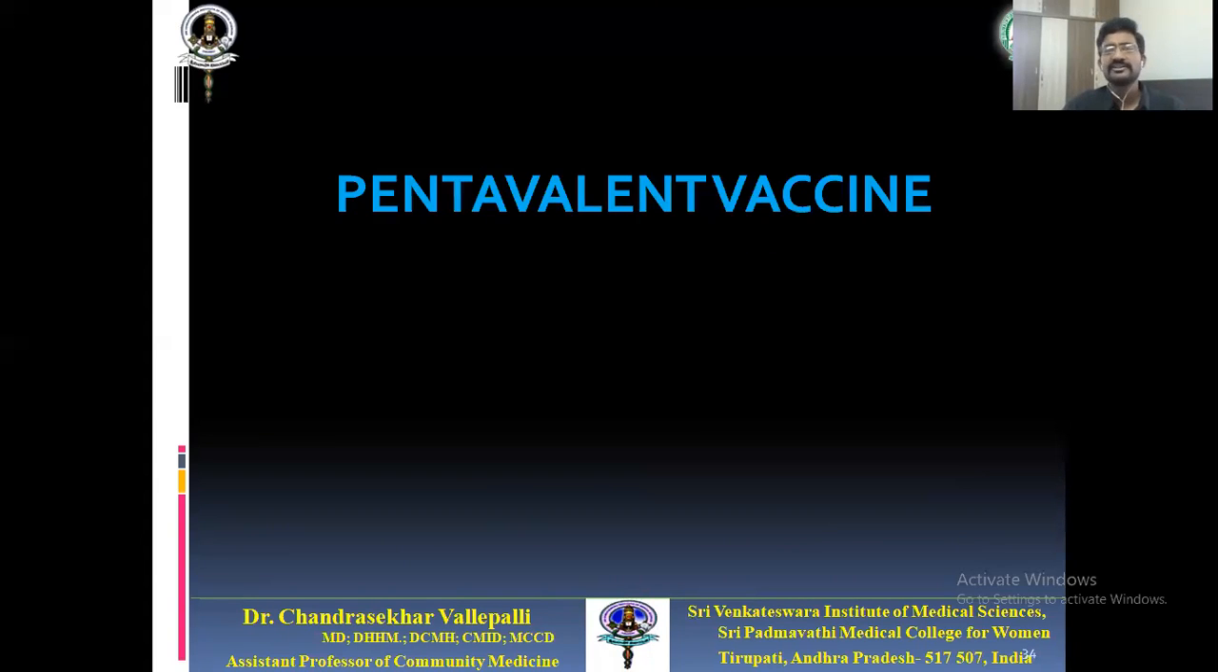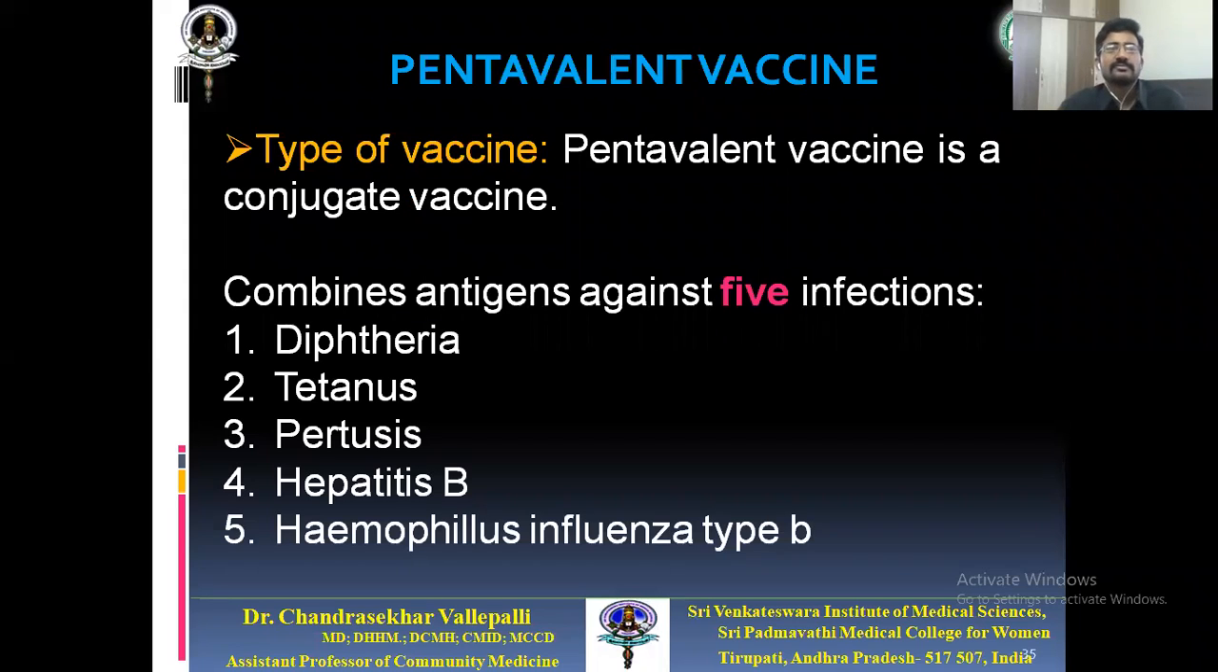So we will move on to the next vaccine, that is the pentavalent vaccine. The name itself says penta, 5. So what are the 5 diseases it can prevent? Diphtheria, pertussis, tetanus, hepatitis B, and Haemophilus influenzae. Excellent, very good response. So 5 antigens against 5 diseases we will give, right? This is a conjugate vaccine. The 5 infections we can prevent are diphtheria, as you said, tetanus, pertussis, hepatitis B, and Haemophilus influenzae B, which we can call the HIB vaccine.